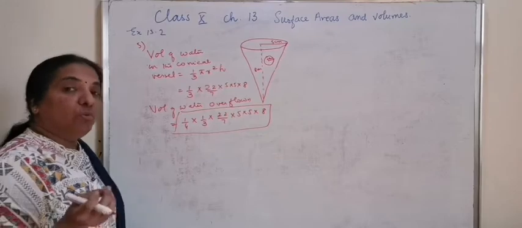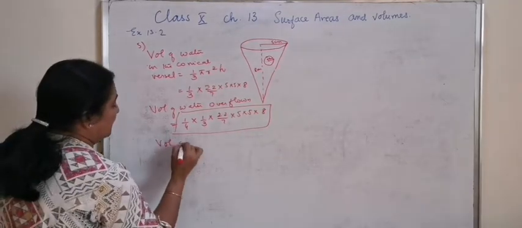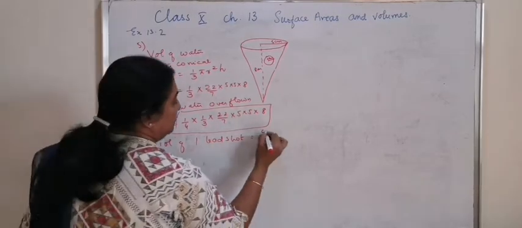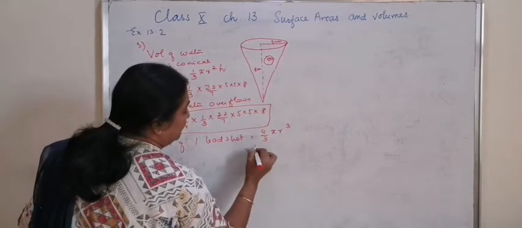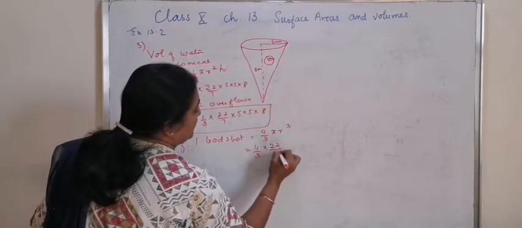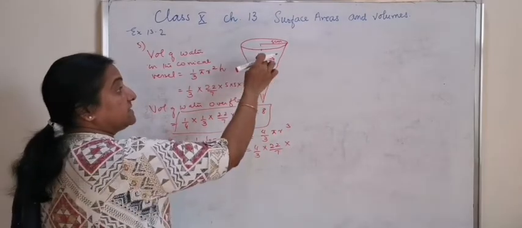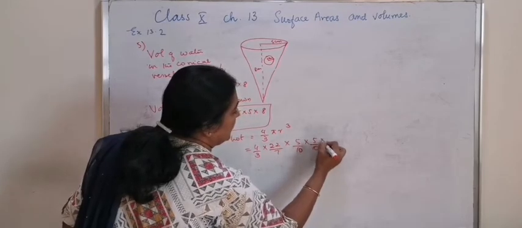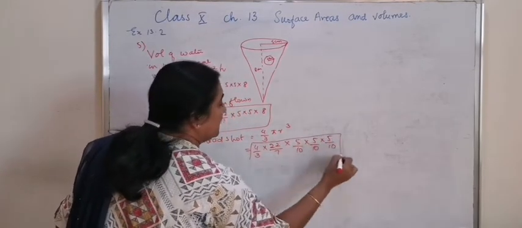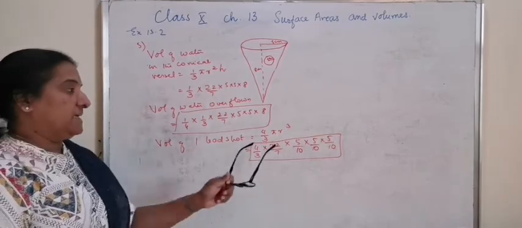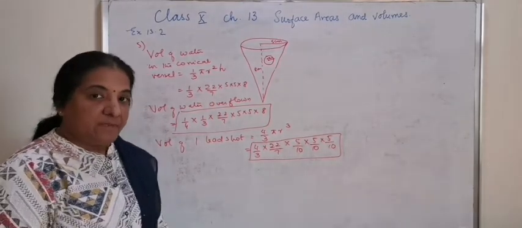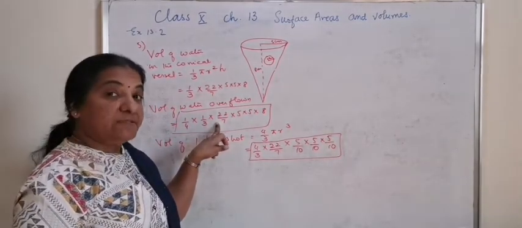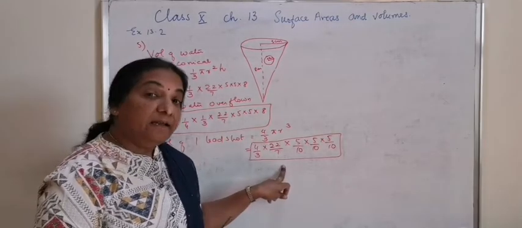What is the volume of one lead shot? Volume of one lead shot is equal to, it is spherical, so 4/3 pi r cubed, 4/3 into 22/7 into the radius, which is 0.5. For simplification purposes, 5/10, 5/10, 5/10. It will be easy if you retain the radius as 5/10. And now, as per the question, the volume of the water overflown is equal to the volume of the lead shots.